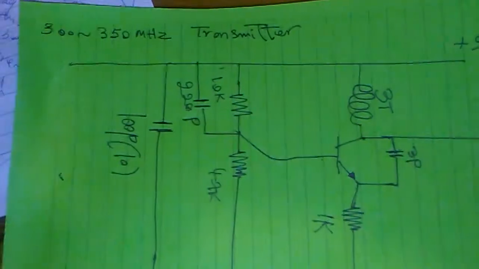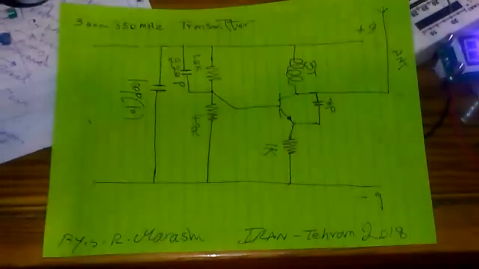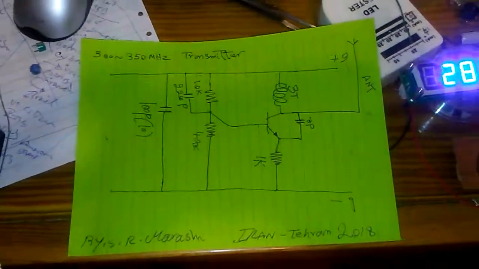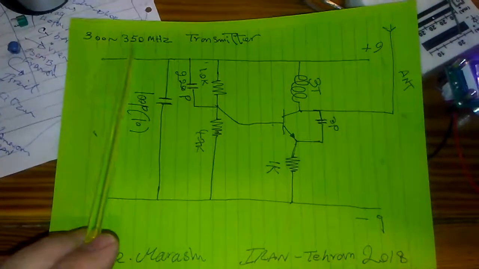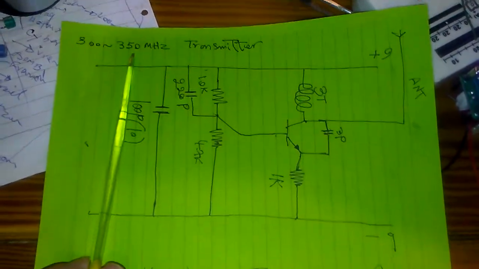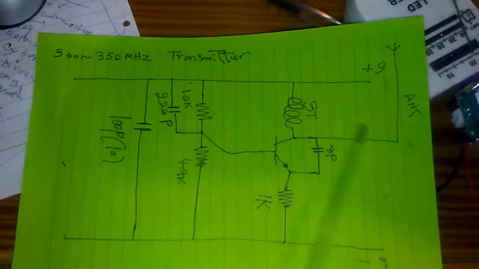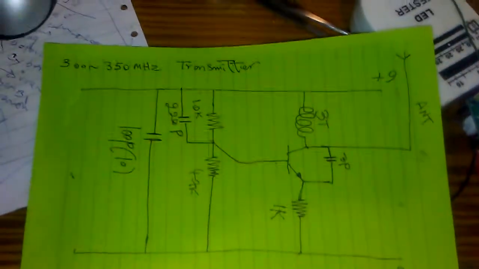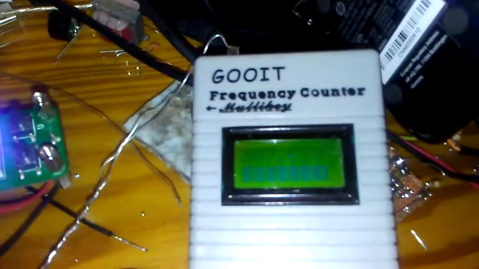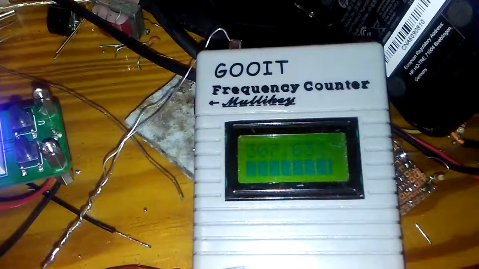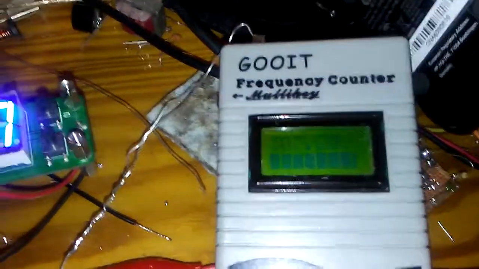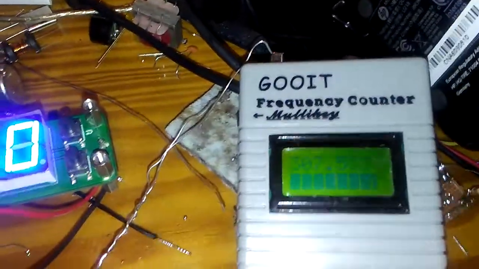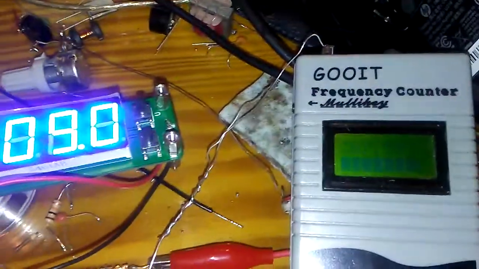So here is my schematic, you can see very well. This is 300 to 350 megahertz. The antenna size of 20 centimeters works very well. I use this copper wire as the antenna. You can see the signal quality is very good, and the signal strength is very good.